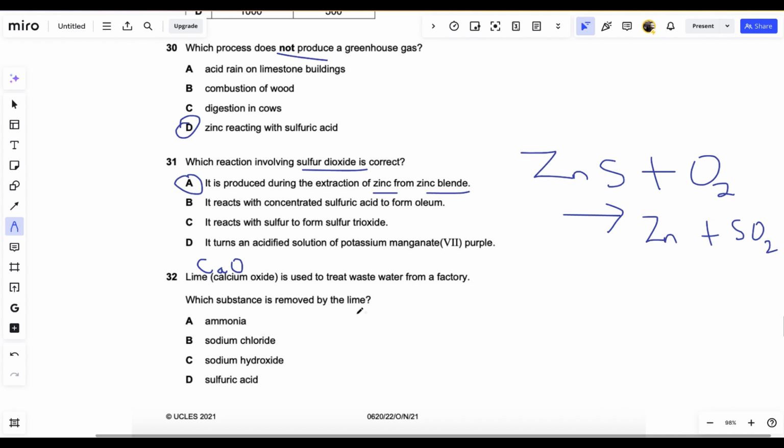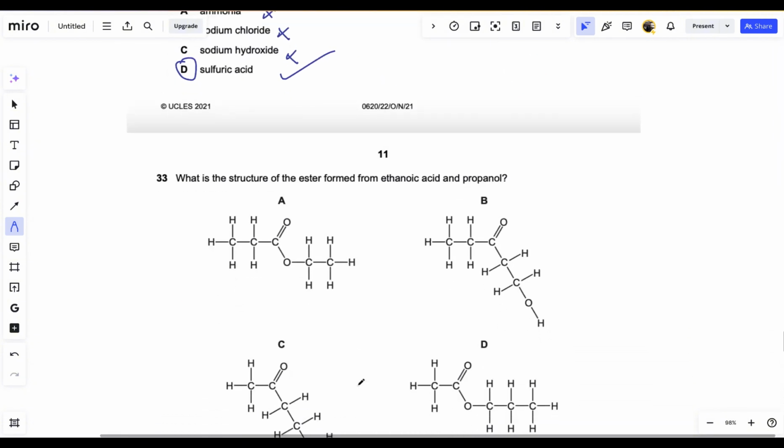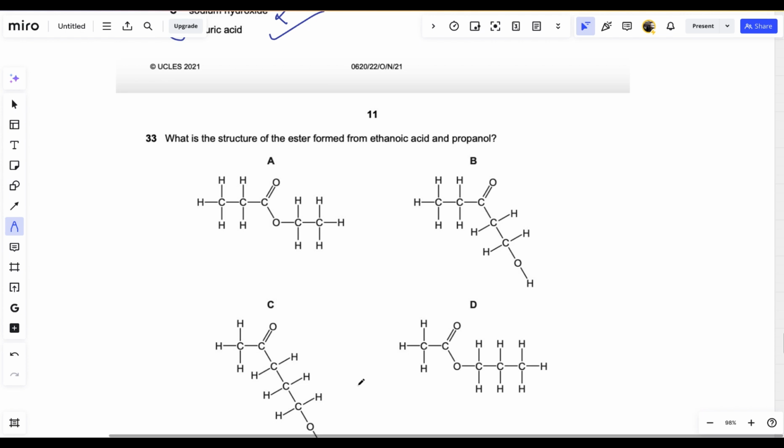Is it ammonia? No. Is it sodium chloride? No. Is it sodium hydroxide? No. Sulfuric acid? Yes. So lime will remove sulfuric acid from the wastewater from the factory. Is that okay? You react with it and produce something else. Now we go to question 33.